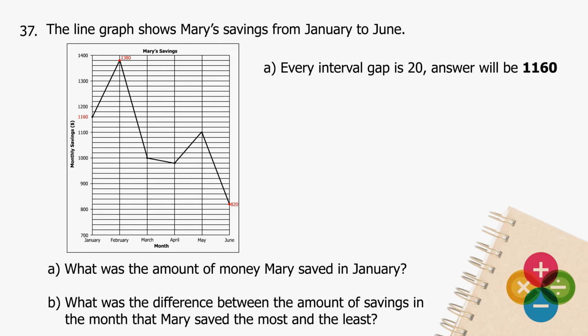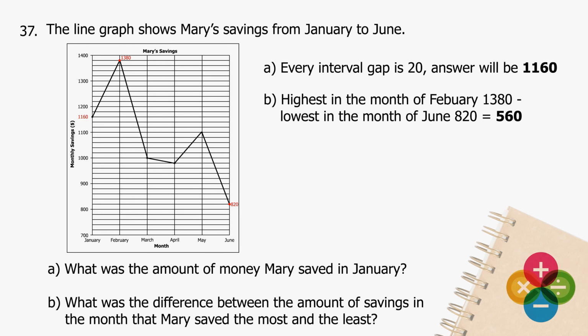From the graph, you will notice that the interval between the lines is 20. Therefore the answer for A will be 1,160. As for question B, Mary saved the most in the month of February with amount 1,380, and the least in the month of June at 820. The difference between the highest and the lowest will be 560.